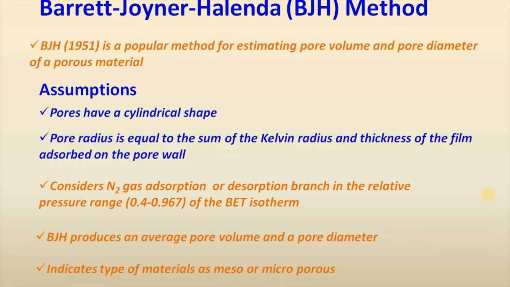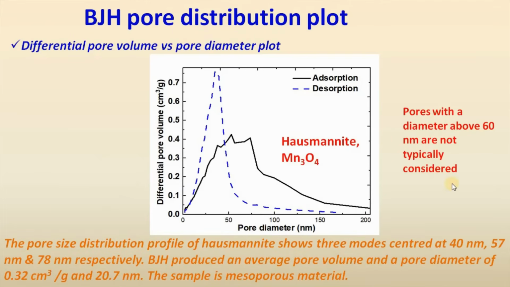Usually, we can consider adsorption or desorption branches of the isotherm. However, BJH produces an average pore volume and a pore diameter. It also indicates whether a material is mesoporous or microporous in structure. Well, BJH pore distribution plot. It is a plot of differential pore volume versus pore diameter.